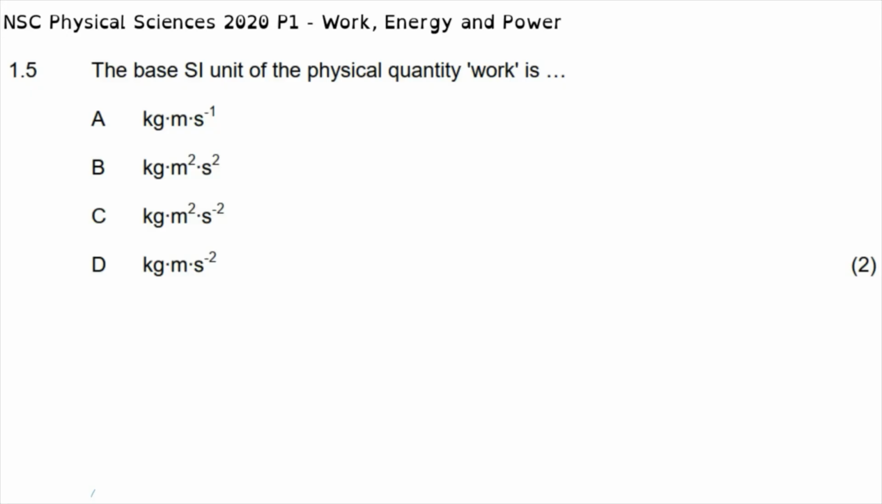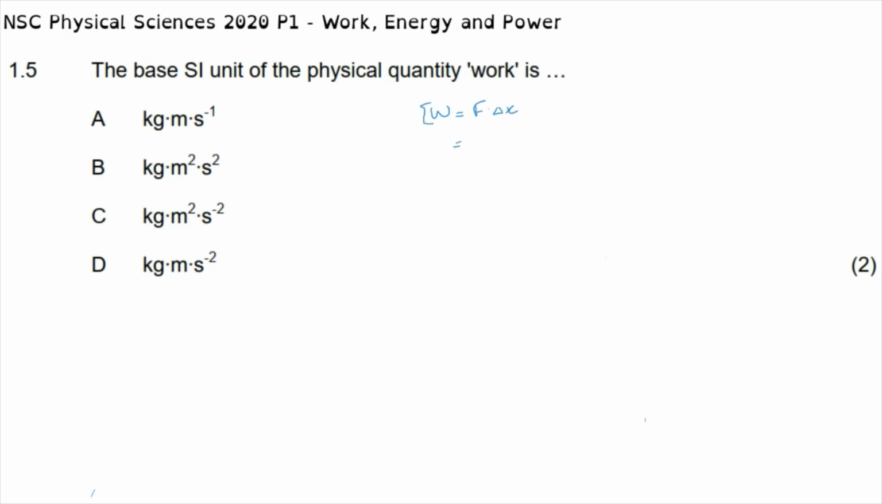The work, energy, and power section of the 2020 physics paper starts with a multiple choice question 1.5, which reads, the base SI unit of the physical quantity work is, and so we start with our formula for work, where work is the product of force and displacement.